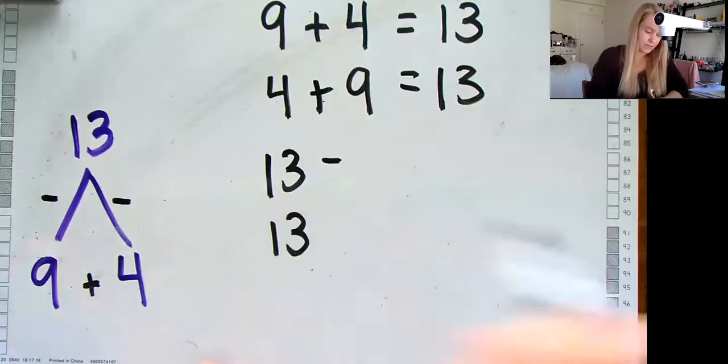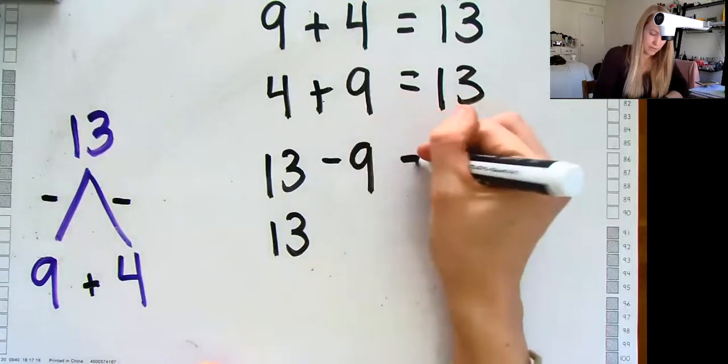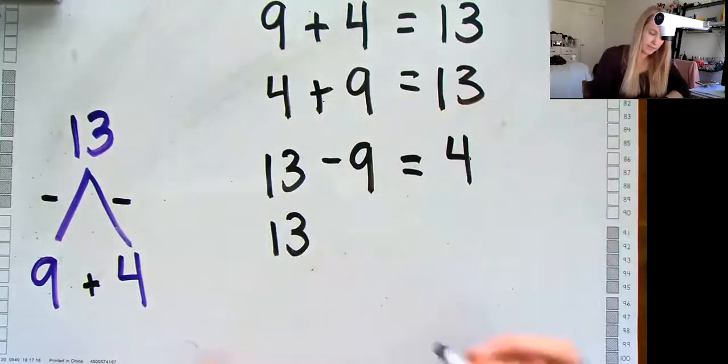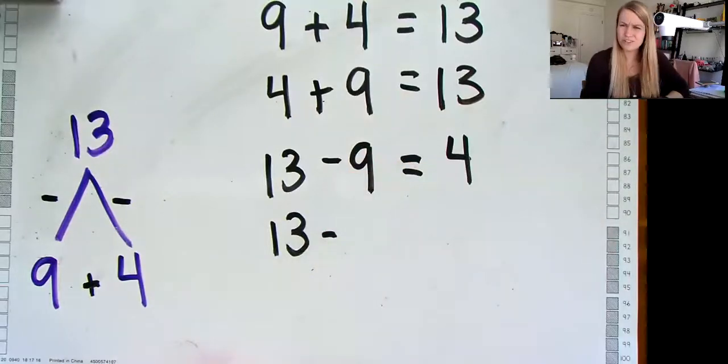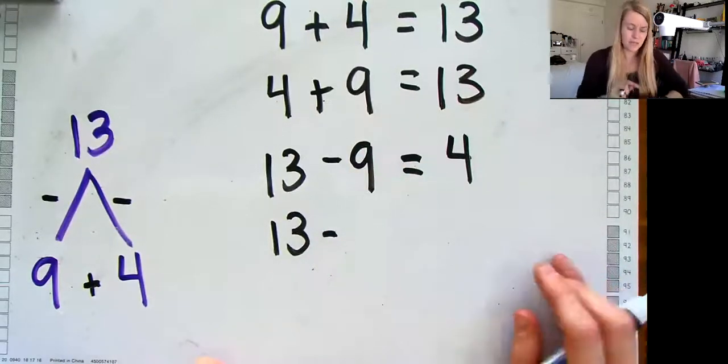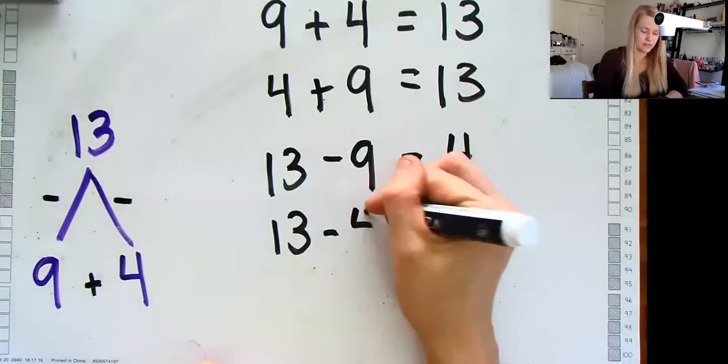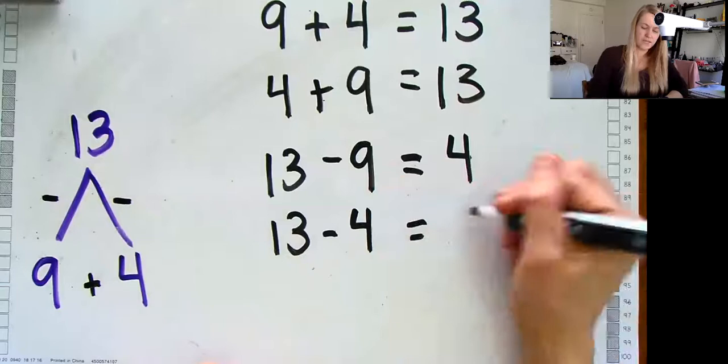Let's start with 9. So 13 minus 9, well, I know that will get me 4 because it's the other member of this family. And now I'm going to do 13 minus 9 again. No, you're just doubling up. Don't write the same one. Make sure that you've changed it. Okay, 13 minus the other part being 4 will get me 9.